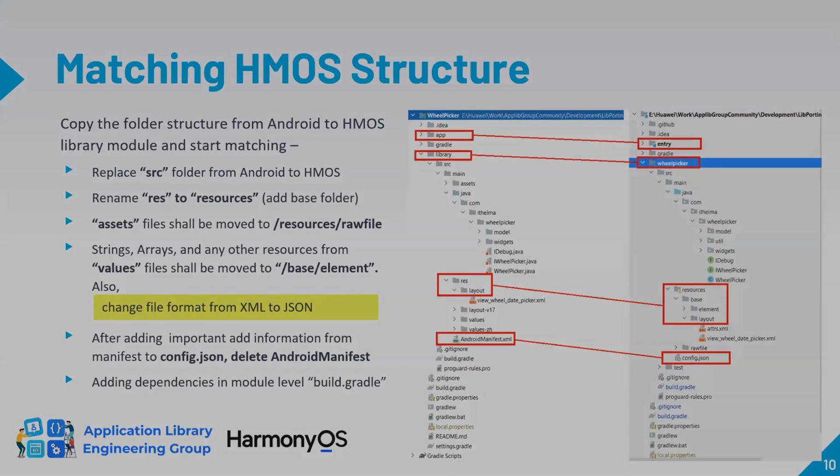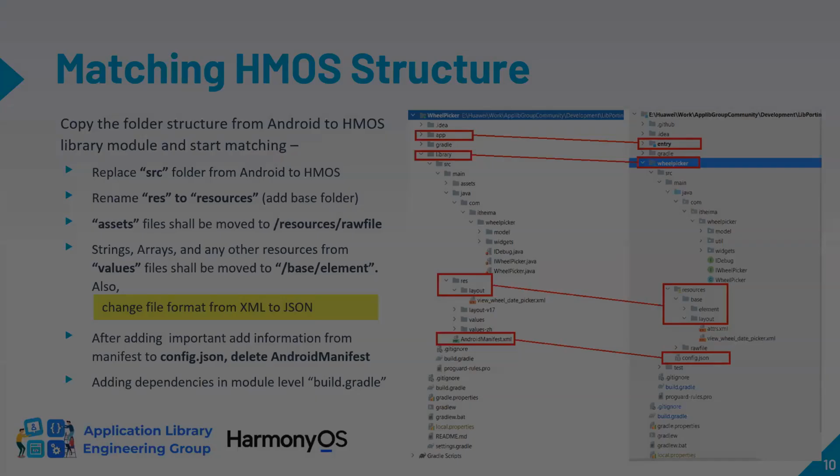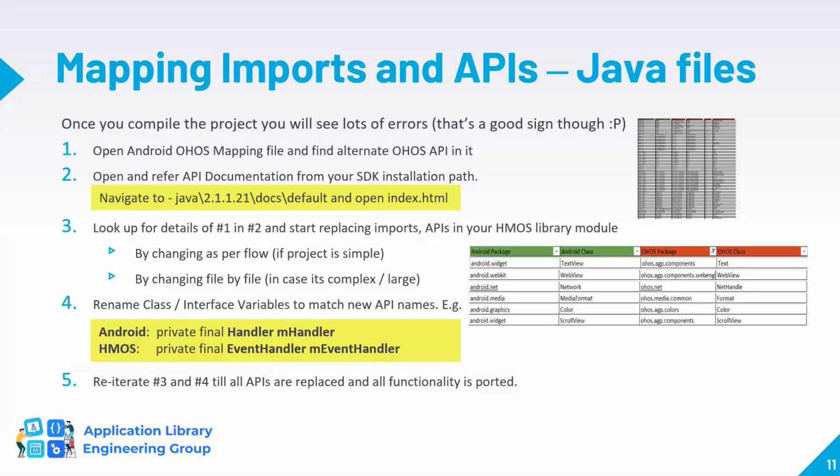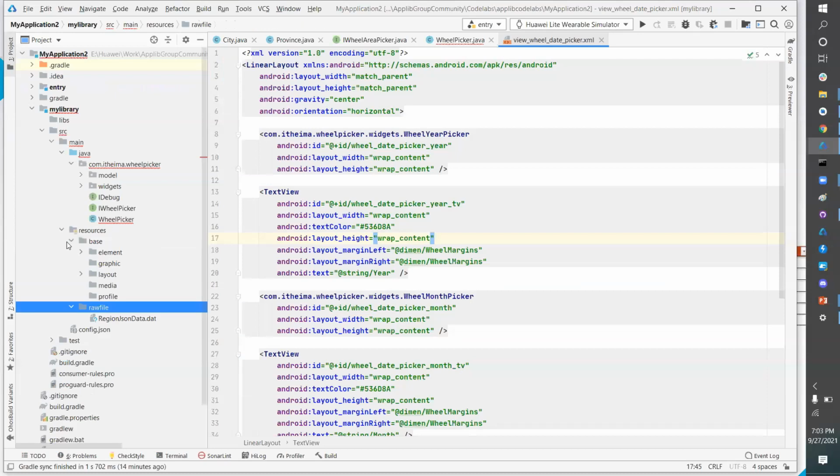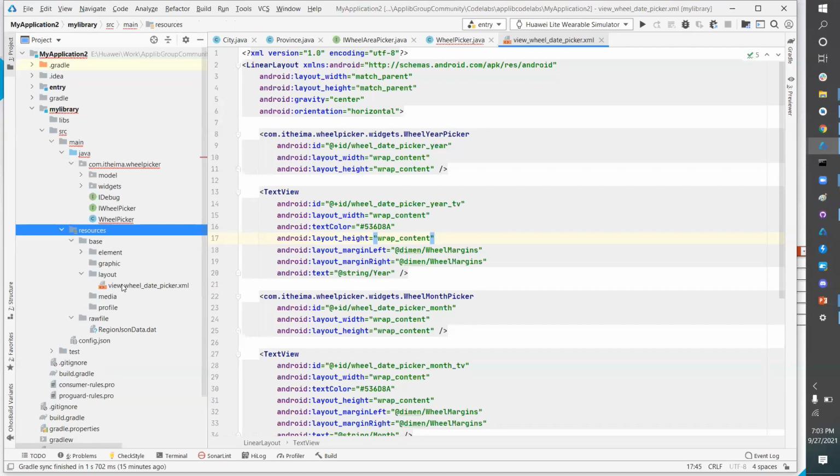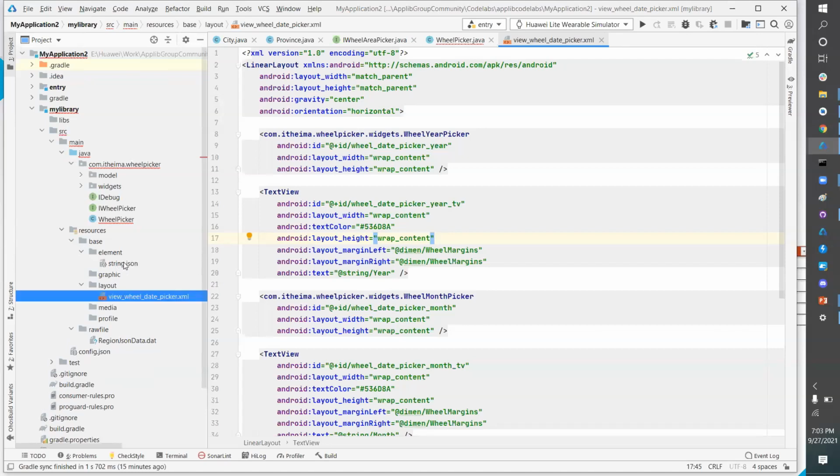So that was the basic structure. Once you match the structure, we first copied all the Java files. Then the next thing, we copied all the resources, like all the layout. This project had only one layout file, and we had one string.json that we still need to add.